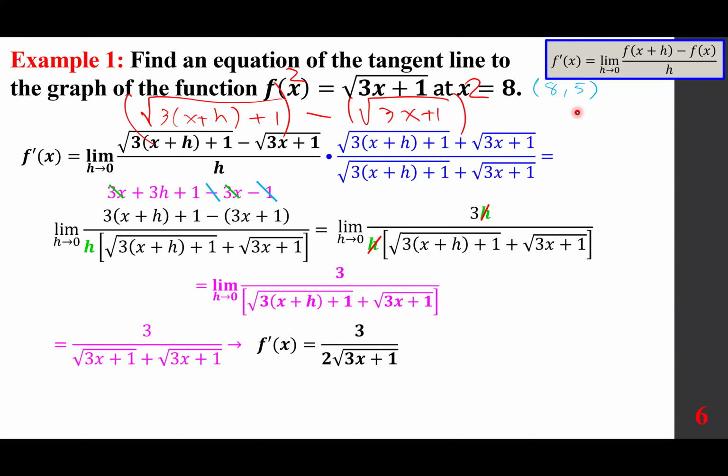We've already discussed that 8 comma 5 would be the pair. What about the slope? If you plug in 8, remember we plugged in and this became 5. 2 times that is 10. So 3 over 10 is the slope. Now y minus y1 equals m times x minus x1: y minus 5 equals 3 over 10 times x minus 8.